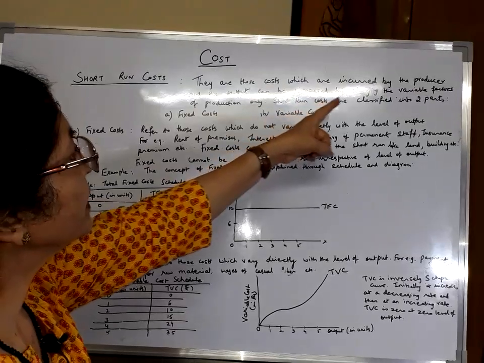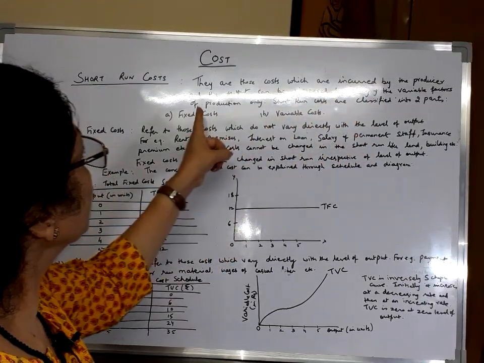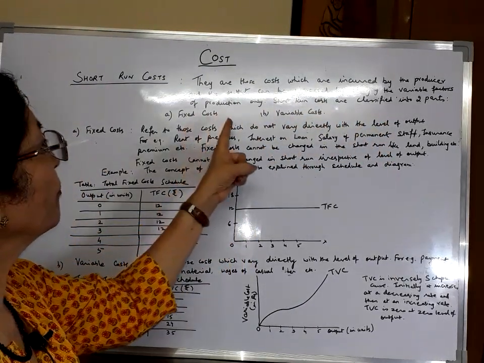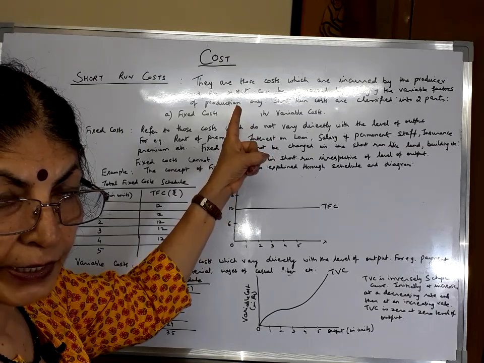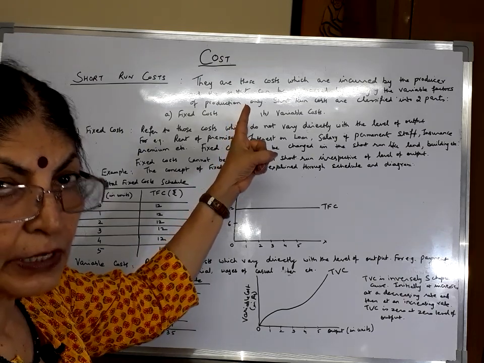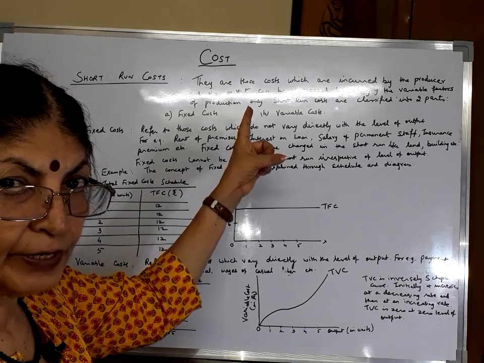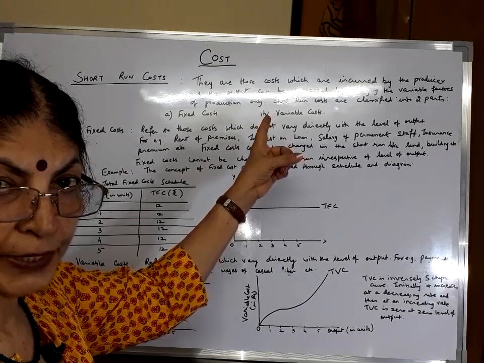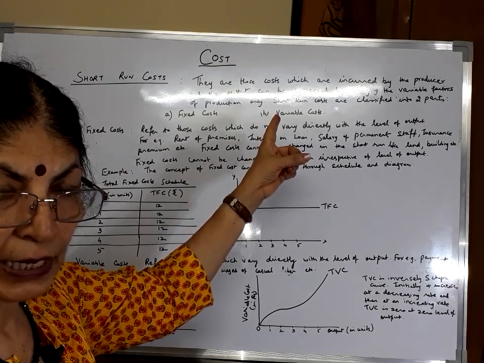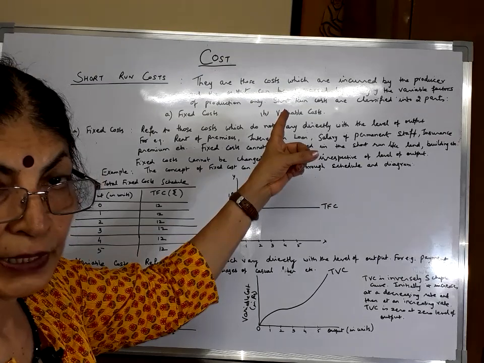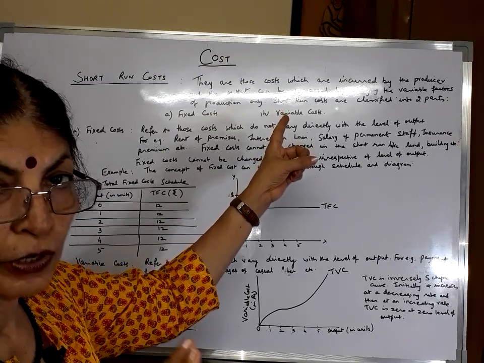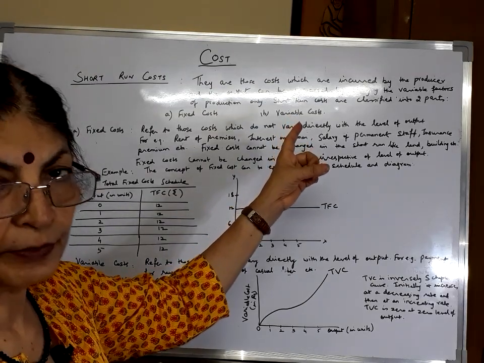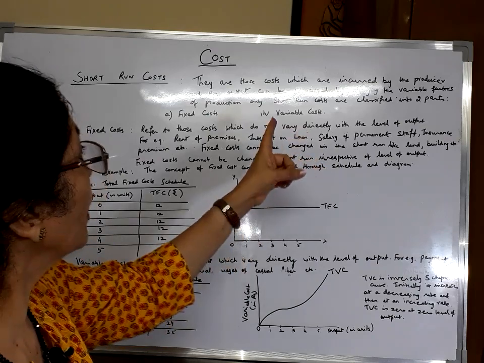They are those costs which are incurred by the producer and the output can be increased by changing the variable factors of production only. So costs have been divided into two parts, fixed costs and variable costs. Variable costs are those costs which can be varied or can be changed in the short period. And what is that short period? Short period is that time period, it can be a day, a week, a month, or a year, in which you cannot increase the fixed factors. You can only increase the variable factors in order to increase output.